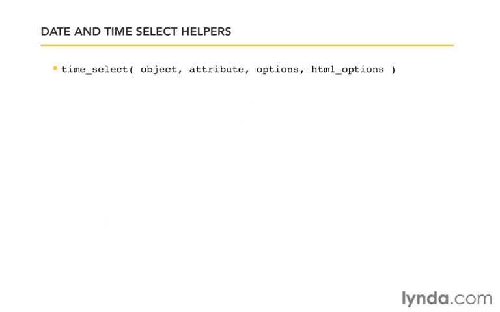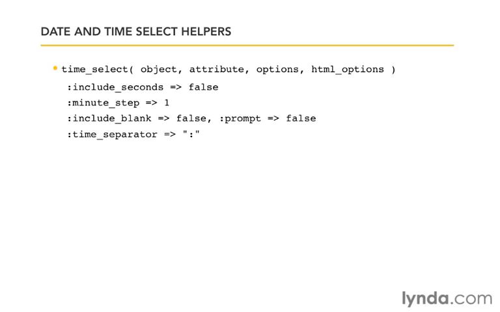The next helper is the time select, which works the exact same way, except that we're only picking time. By default, it's only going to include the hour and the minutes, but we can have it include the seconds if we pass that in as an option. And we can choose the minute step, which is how many minutes we should jump as we go through. By default, it's going to be every minute, 1, 2, 3, 4, 5, all the way up to 60. But we could jump every 5 minutes so that we have 5, 10, 15, or every 10 minutes, or every 15 minutes. You can configure that. Once again, we have include blank and prompt as options, and then the time separator if you want to specify that.